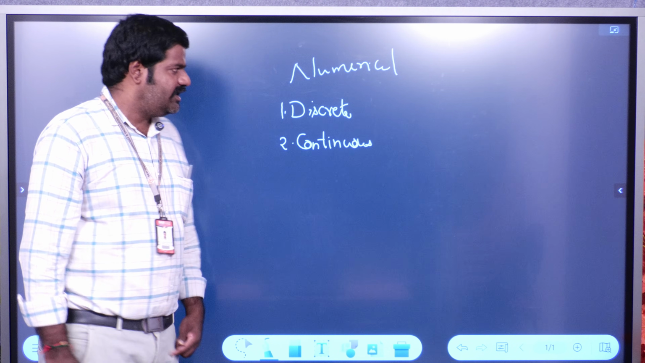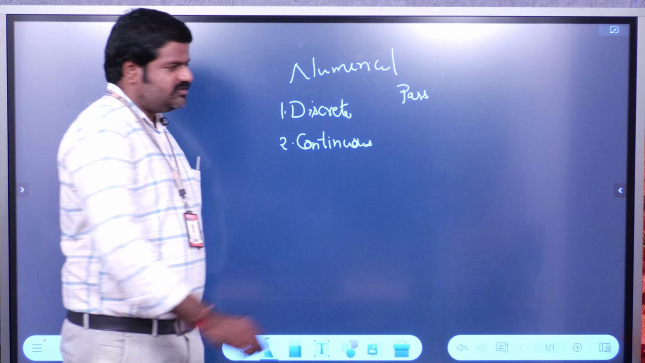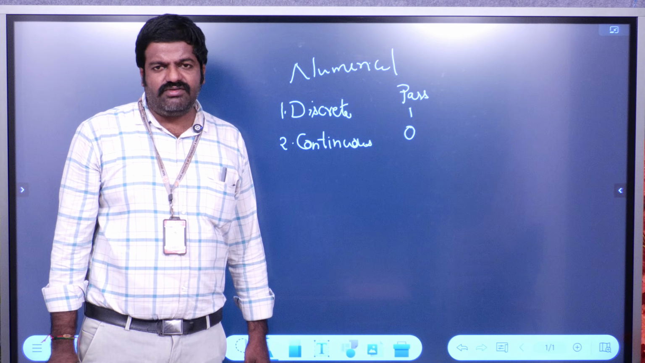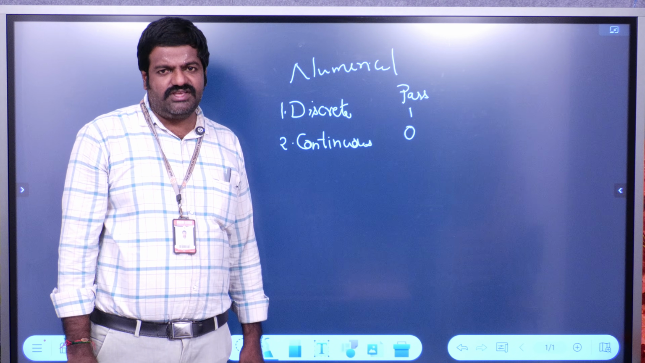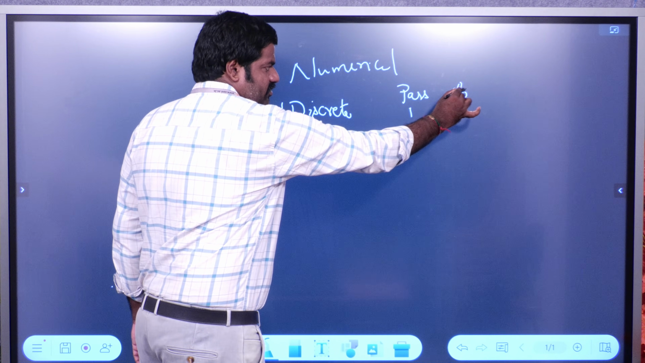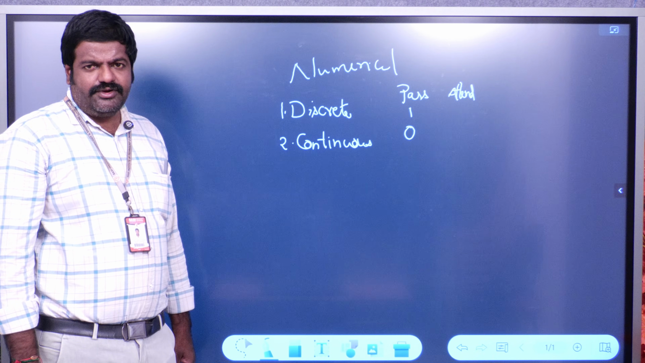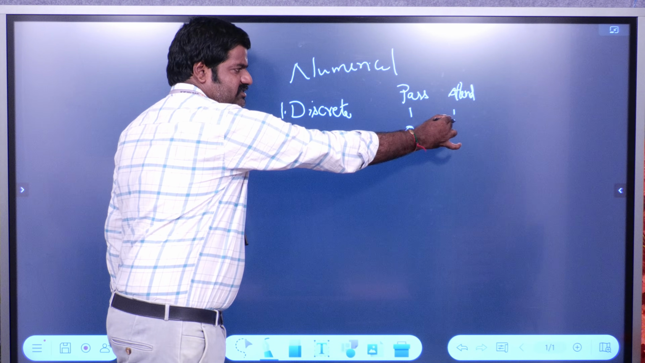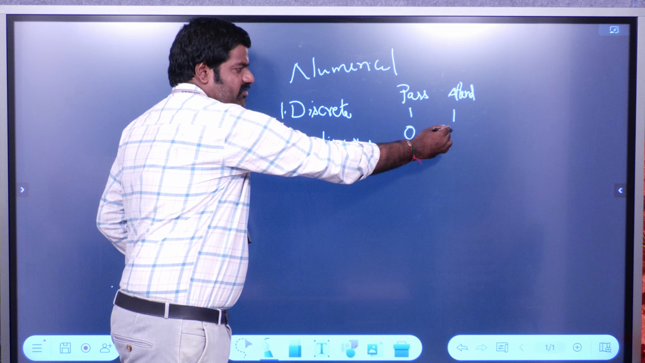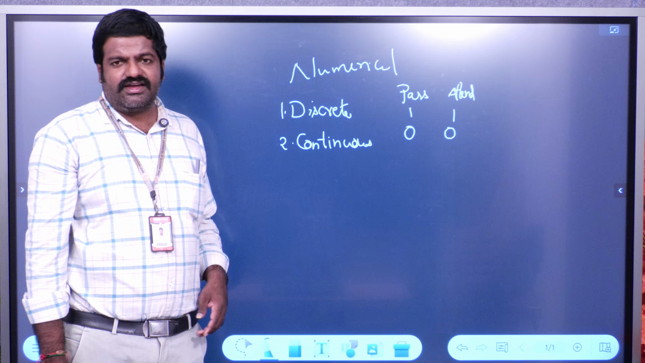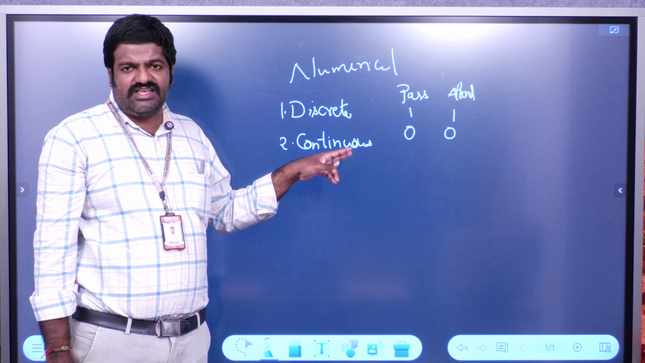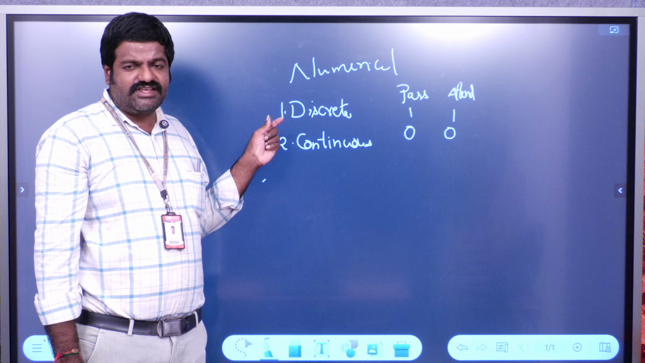For example, let us consider the student attribute pass. I'm taking 2 possible values, either 1 or 0, for the attribute pass. Pass equal to 1 means the student passed. Pass equal to 0 means the student failed. So that comes under discrete. Let us consider one more attribute, attend. Attend equal to 1 means the student is present in the class. Attend equal to 0 means the student is absent for the class. That comes under discrete, which has only the possible values either 0 or 1.